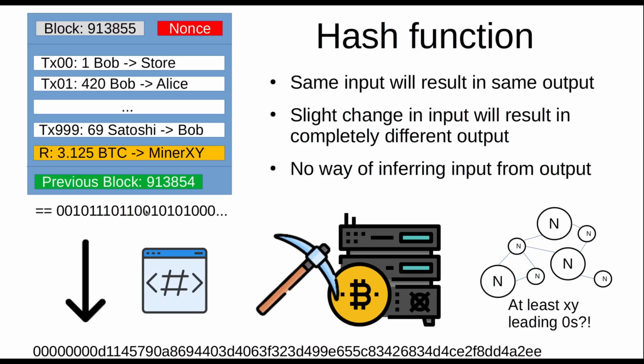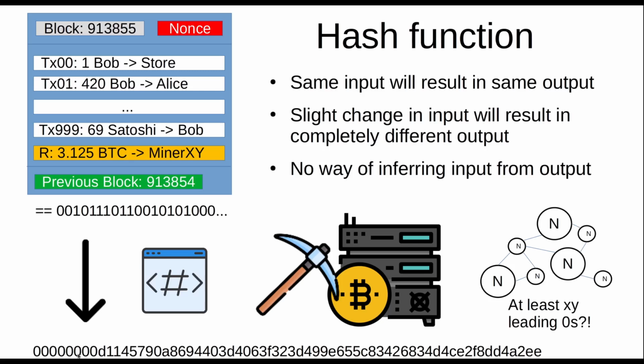Because if they just change one bit, it will be completely different, and since they have no way of inferring which input resulted in which output, all they can do is basically just change the nonce, put the sequence into the hash function, and look at the output. They cannot say, oh okay, now I have 5 zeros here, but I want 6, and so I need to increase the nonce by 10. They cannot do that. They can just change the nonce and try again.